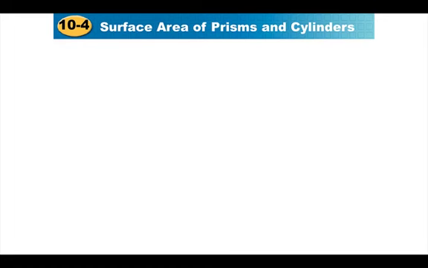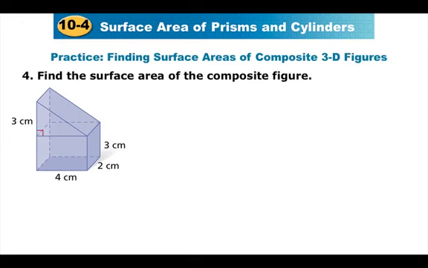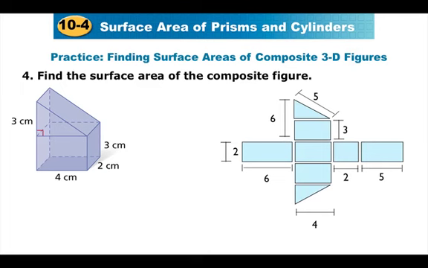This is part 2 of section 10.4. Here's number 4. We need to find the surface area. What we're going to do is create a net out of this prism, and this is what you get. If you want me to clarify how we get this, just talk to me in class.